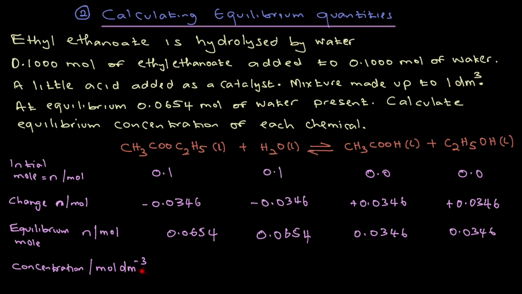So to find the concentration, it is mole over volume, and the volume is 1 decimeter cube. So the concentration will be this mole divided by 1, that mole divided by 1, and so on. And the final answer will be 0.0654 mole per decimeter cube for this one, and for that one is 0.0654. And this will be 0.0346, 0.0346 mole per decimeter cube.